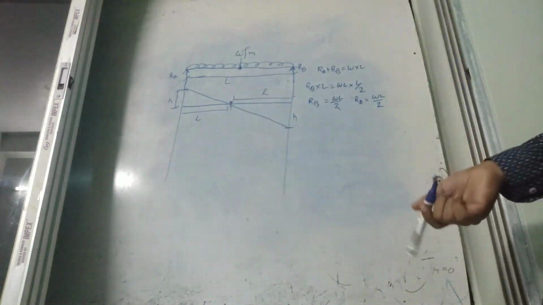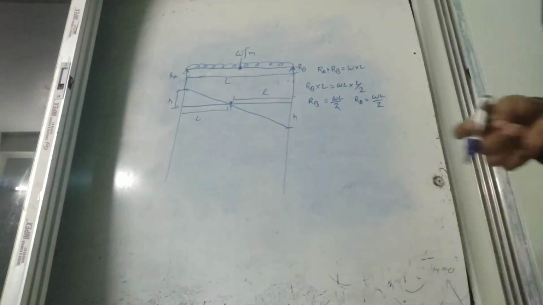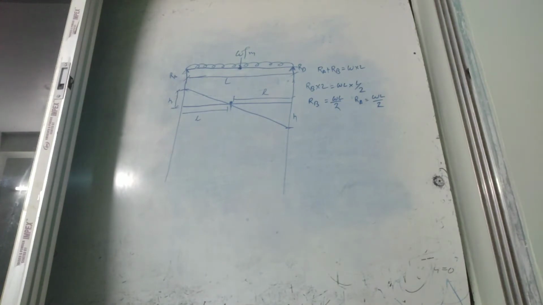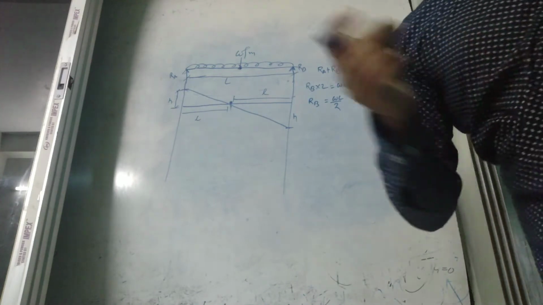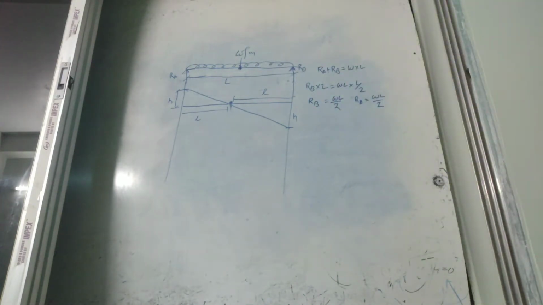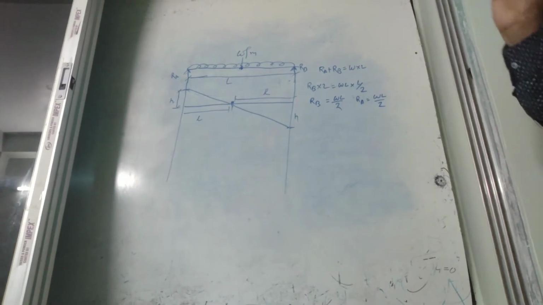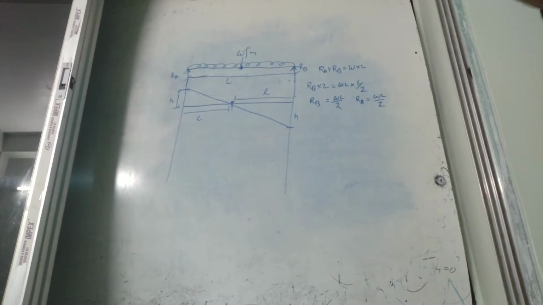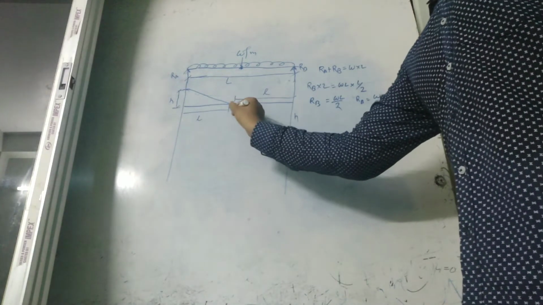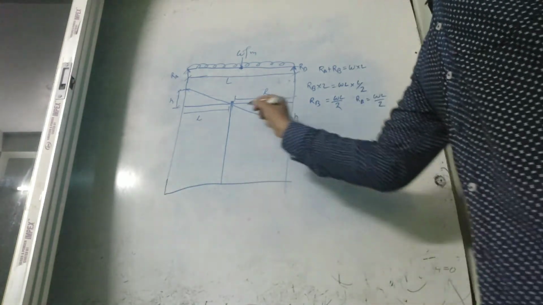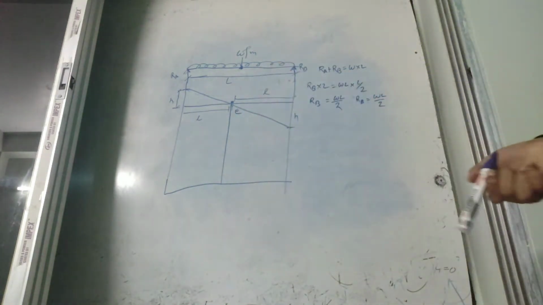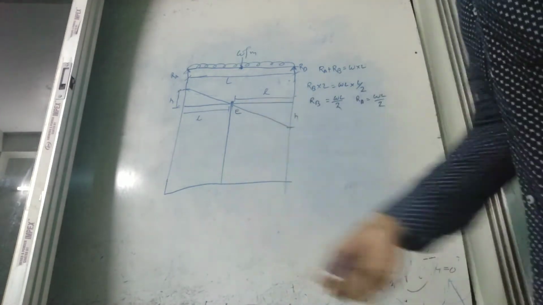That is L by 2. And for bending moment, in the case of UDL, shear force often changes its sign. You just need to remember that where the shear force changes its sign, the bending moment is maximum, and where the bending moment changes its sign, that is known as the point of contraflexion. Here the point where the shear force diagram changes is C. So the bending moment is maximum here, and we need to calculate only one portion.